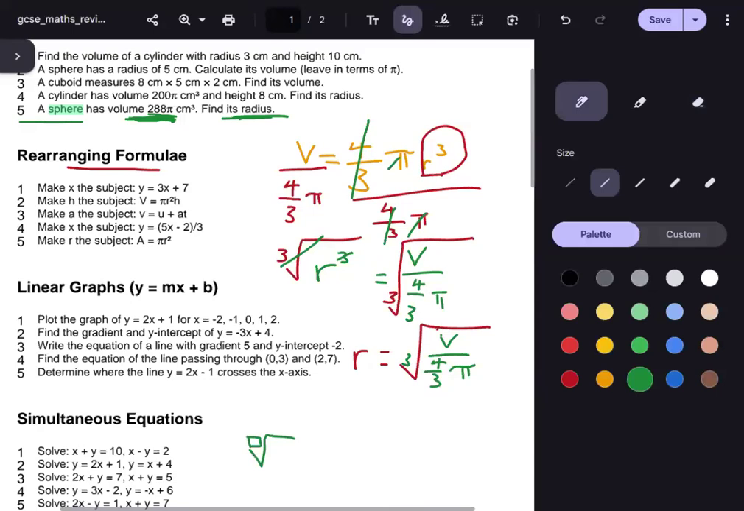You want me to do it again? Yeah, do it again. Use the cube root sign, then you'll use the fraction sign. You'll put the value for V at the top, which is 288 pi. Then you'll use the fraction sign again at the bottom of that fraction. You'll do 4 over 3. You'll use the arrow to the right, and you'll do pi.